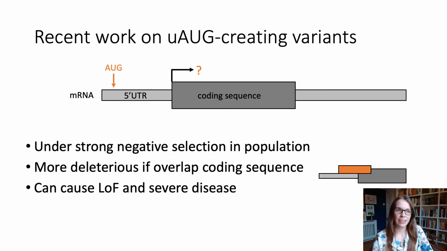And we found that there is strong negative selection acting on these upstream AUG creating variants, and this is stronger upstream of known disease genes and haploinsufficient, loss of function intolerant genes. Also, these uAUGs are under stronger negative selection if the resulting ORF would overlap the coding sequence. So instead of having an in-frame stop codon in the 5'UTR, the ORF would actually overlap the coding sequence, and these seem to be more repressive of translation. We also showed that these variants can cause a complete loss of function and lead to severe disease.